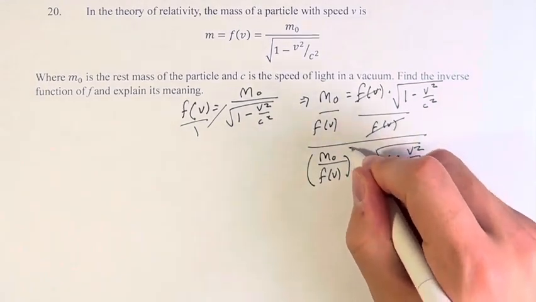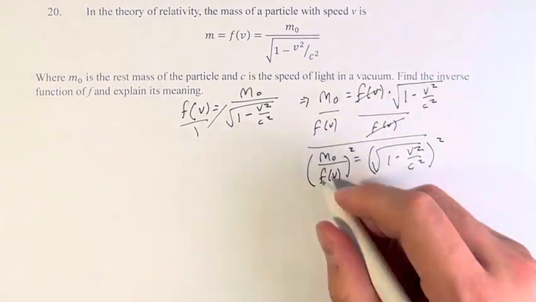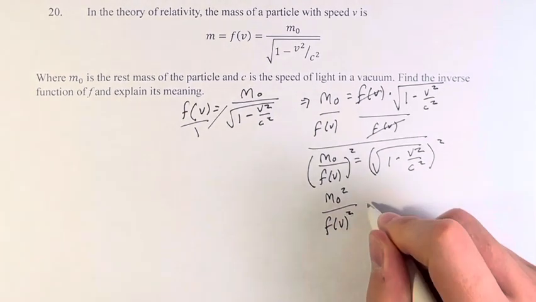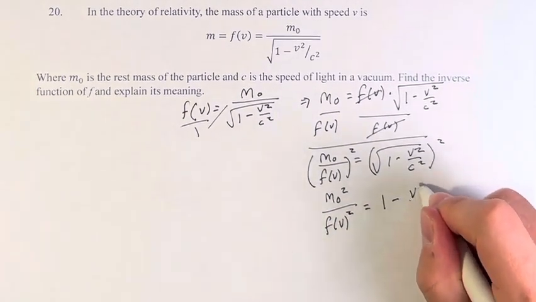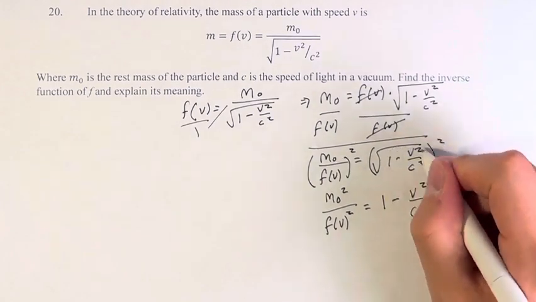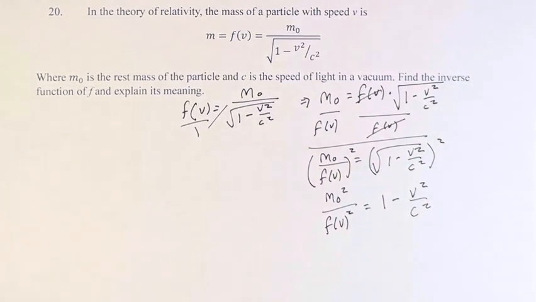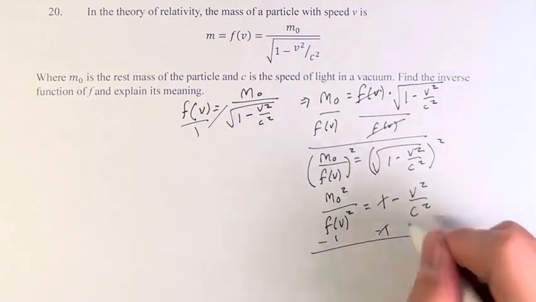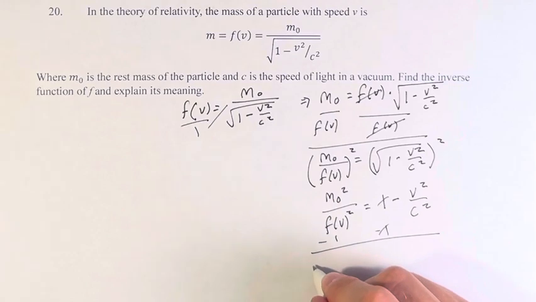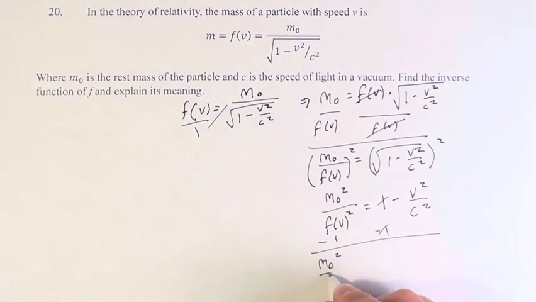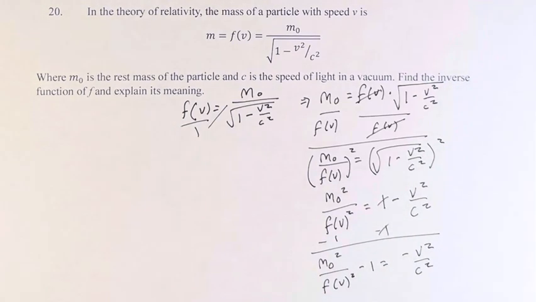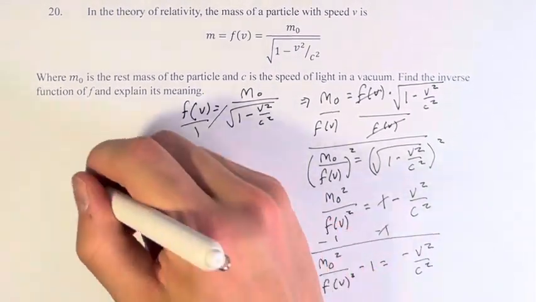Squaring both sides, m naught squared over f of v squared is equal to 1 minus v squared over c squared. The square root of something squared is the thing itself. We subtract 1. This leaves us with m naught squared over f of v squared minus 1 equals negative v squared over c squared. We're going to rewrite this up here.